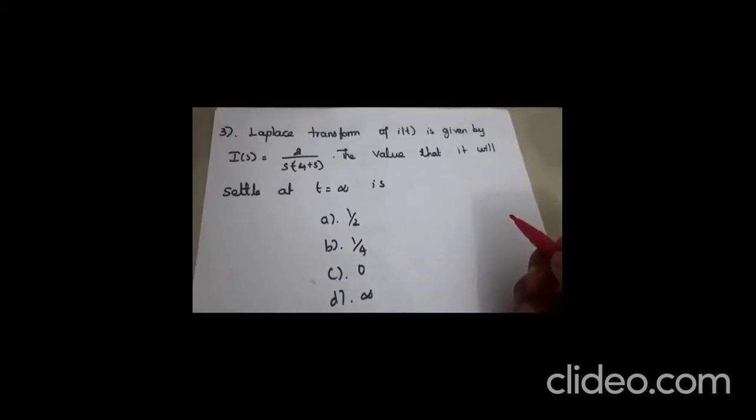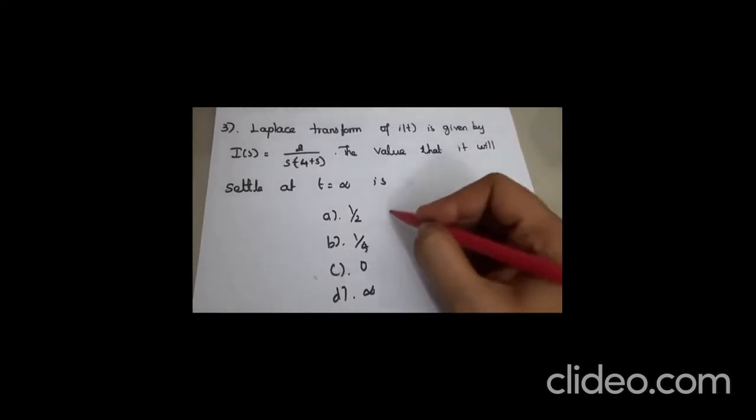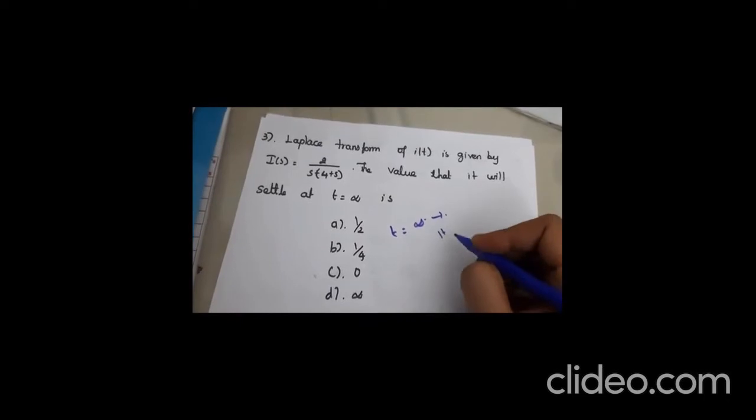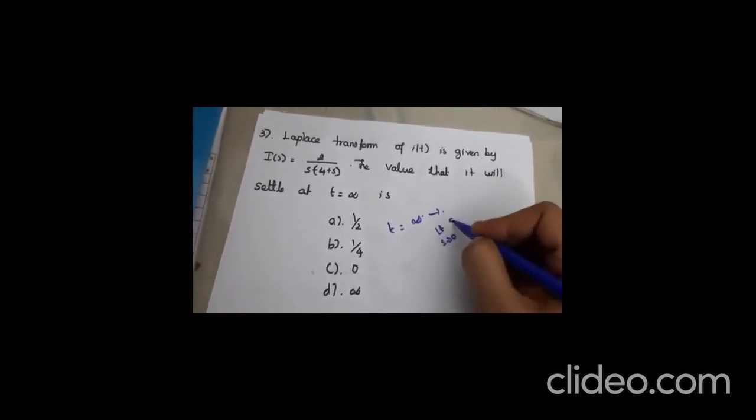Next question, Laplace transform of i of t is given by I of s equal to 2 divided by s into 4 plus s. The value that it will settle at t equal to infinity is, that is, when t is equal to infinity, in this case we can find the limit s tends to 0 of s into F of s, and this is known as final value theorem.